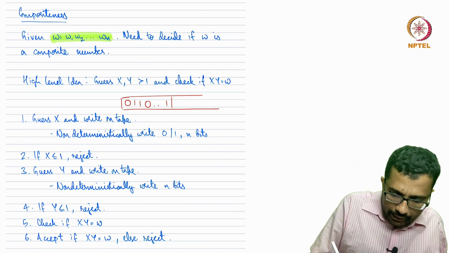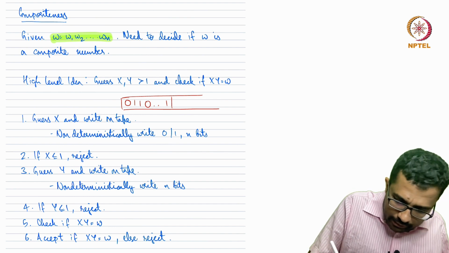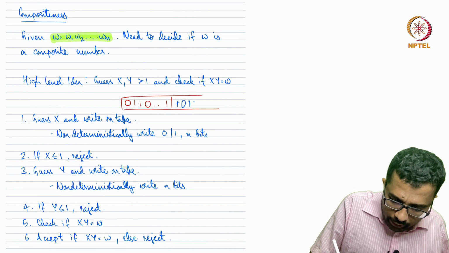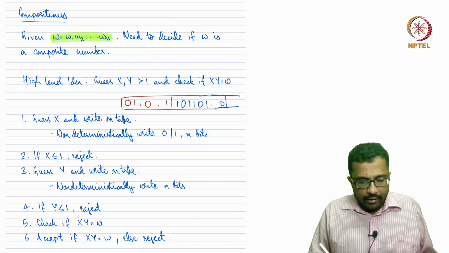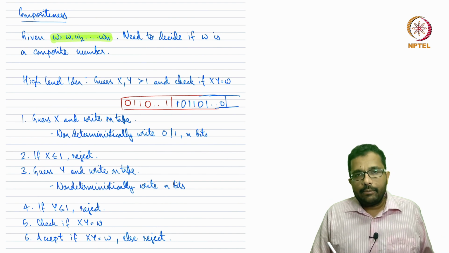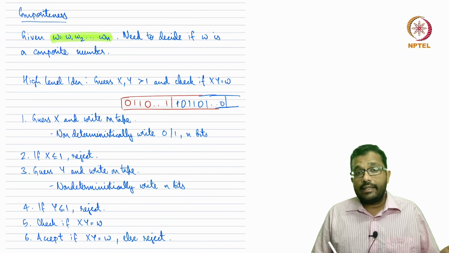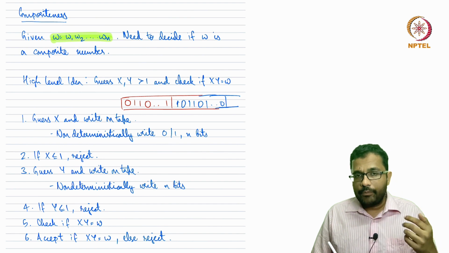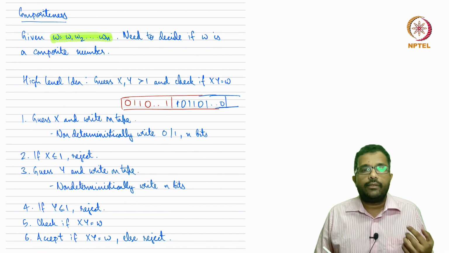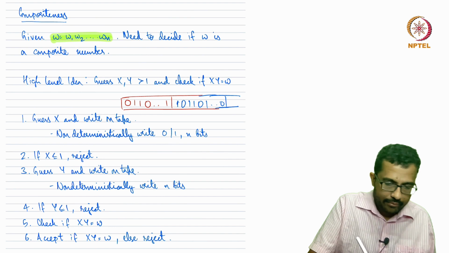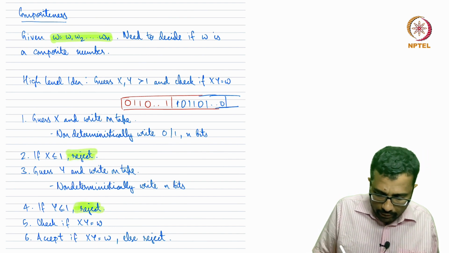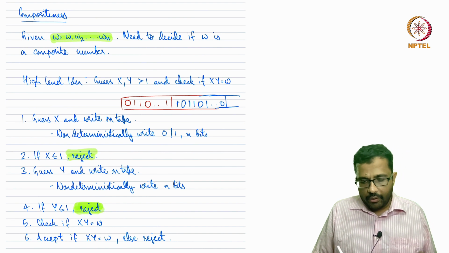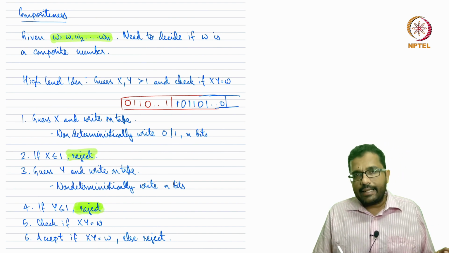And then you write a y. Again you write some number like 1, 0, 1, 1, 1, something. And again you check whether that number is strictly greater than 1. If it is strictly greater than 1, you continue. If it is not, meaning if it is 1 or less, you reject. So that's what I am saying here. If x is 1 or less, you reject. If y is 1 or less, you reject. So you guess x, you guess y.